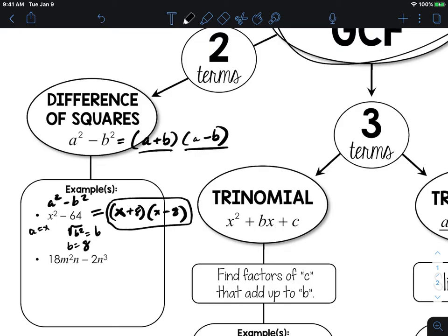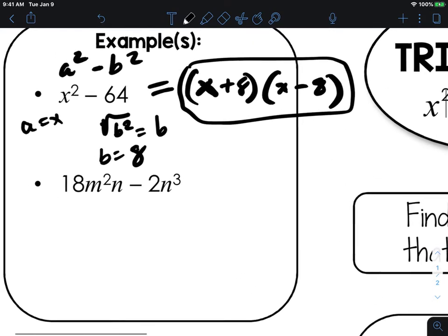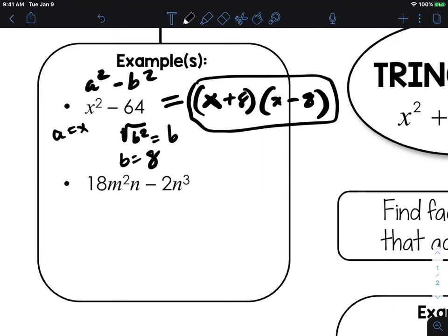All right. So the next one, all right, 18 I know is not a perfect square. But I notice between the two of these values, there's some things in common. 2 is a factor of 18. N is also a factor of n to the third. So I'm going to factor out a 2n, and then look what's left behind here. 2 times what is 18? That's going to be, I think, 9m squared.